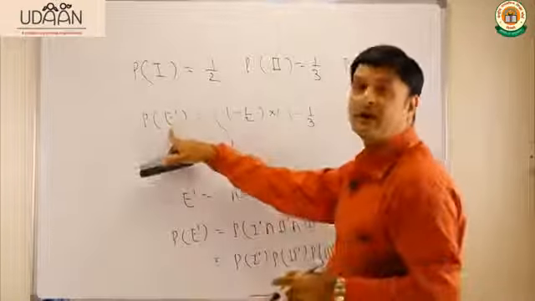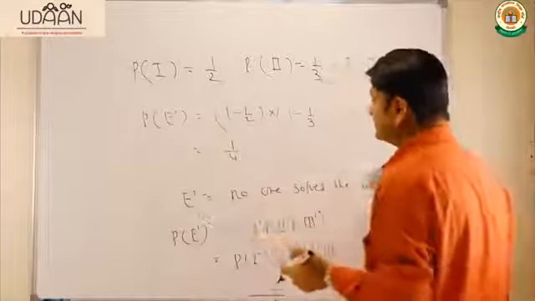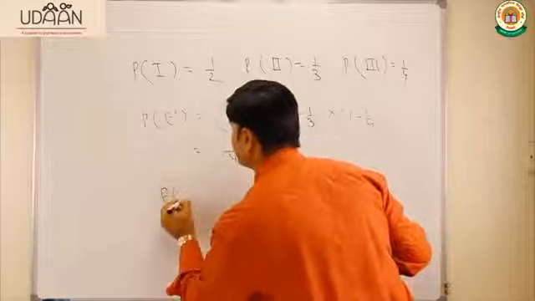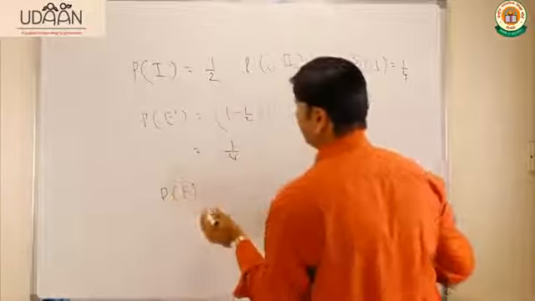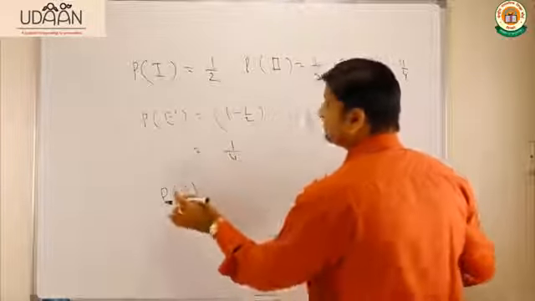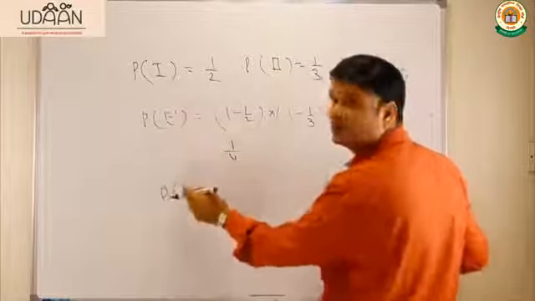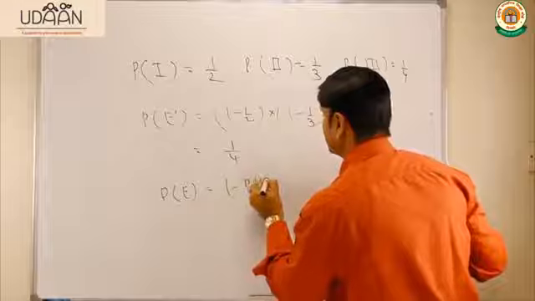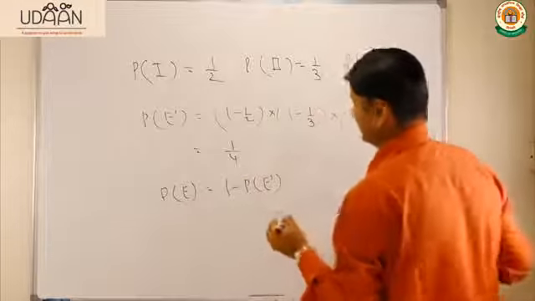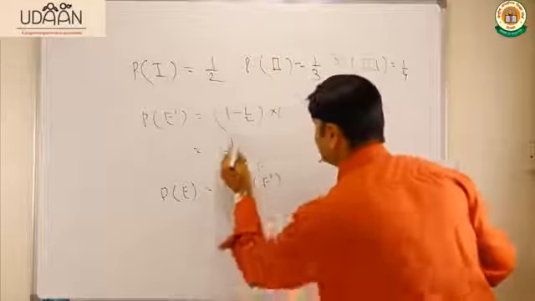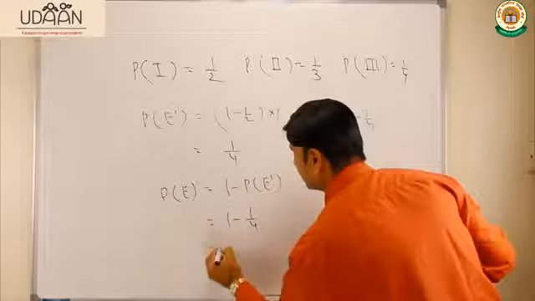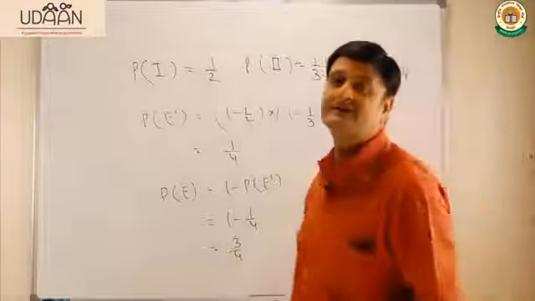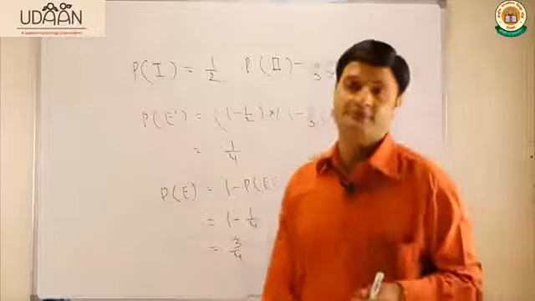And you know we have to find its complement. So your last step will be: the probability of event E, that the sum is solved, meaning at least one of them solves the sum, is equal to 1 minus P of E complement. That is equal to 1 minus 1 upon 4, which is 3 upon 4. So the answer is 3 upon 4.